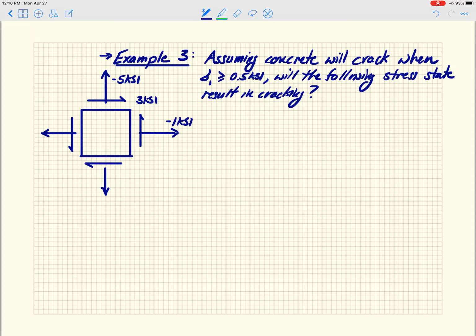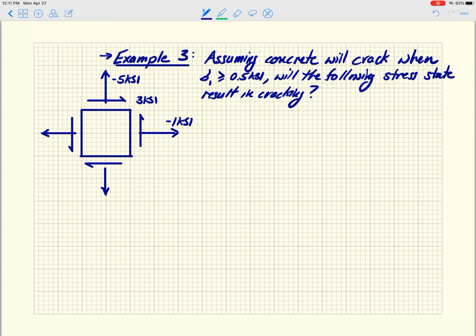And what I'm asking you is, first of all, will the concrete crack? And I'm telling you that this particular piece of concrete has a tension capacity of 0.5 ksi, so about 500 psi. The process we want to go through here is to plot the Mohr circle, identify what the maximum principal stress, sigma 1, is, and if that is greater than 0.5 ksi, then we're going to predict cracking.